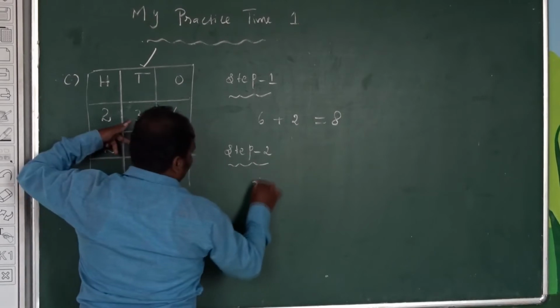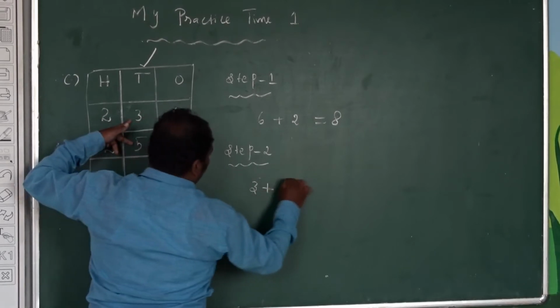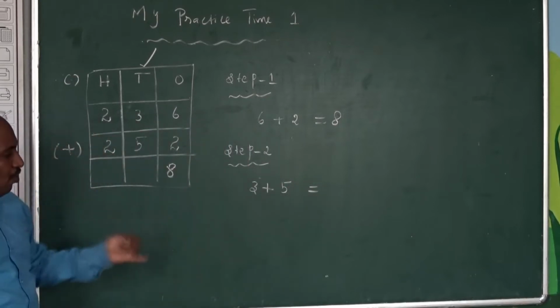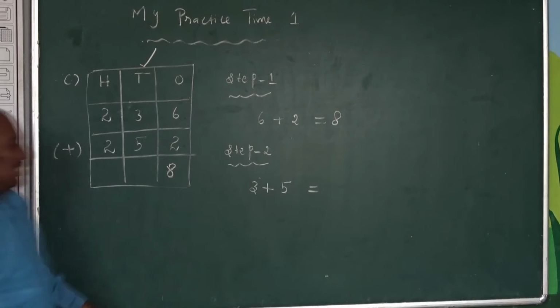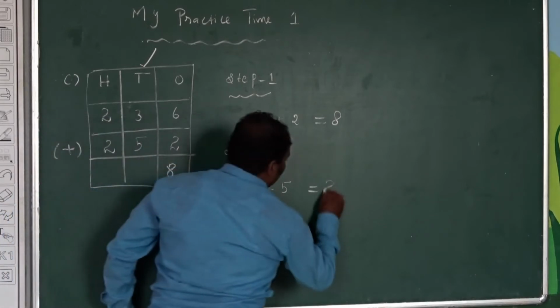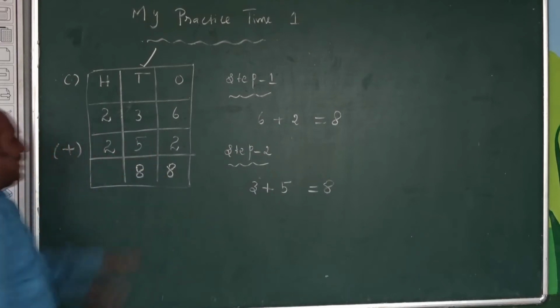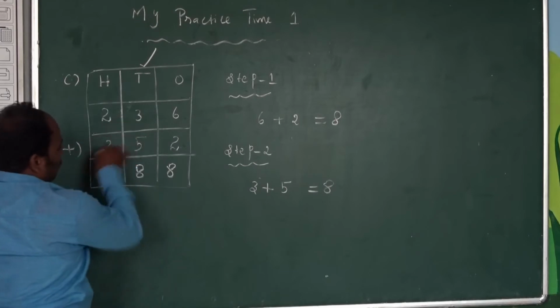3 plus 5 is equal to 8. So 3 plus 5 is equal to 8. The number 8 is written in the tens place. The next one, 2 plus 2, is in the hundreds place.